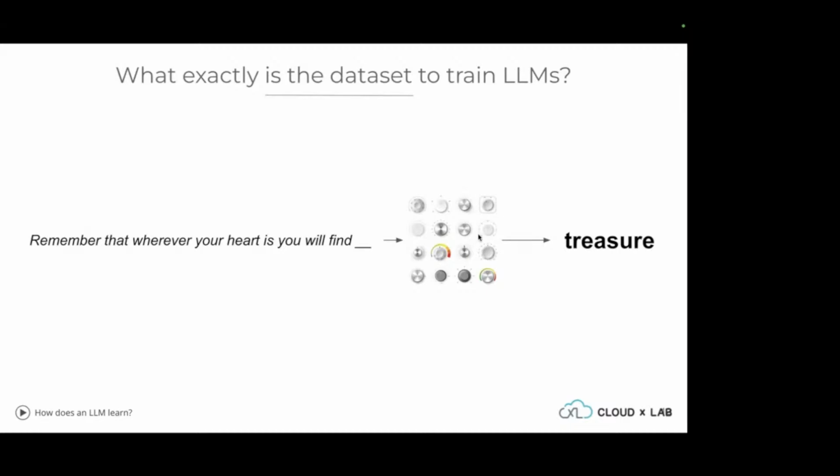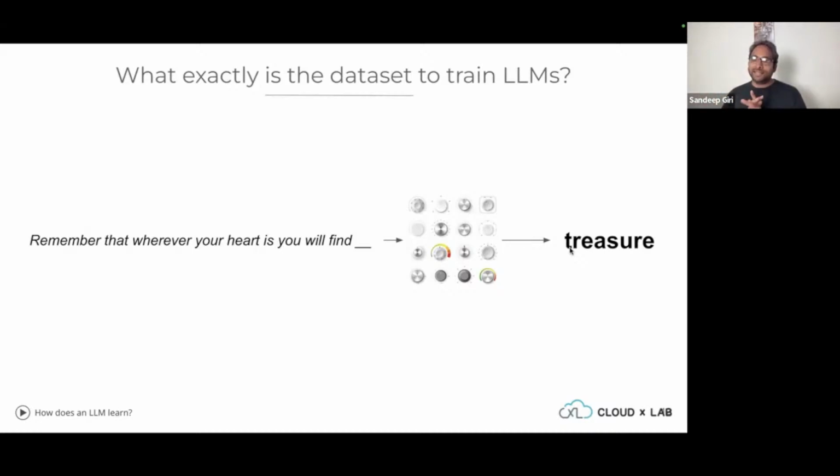Okay, let me put it this way. Treasure as a word is represented by 10,000 numbers. If your dictionary has 10,000 numbers, treasure will be at one of the positions, which will be 1, and the rest of the numbers will be 0. So treasure is an array of numbers where all words are 0, and only treasure is on.